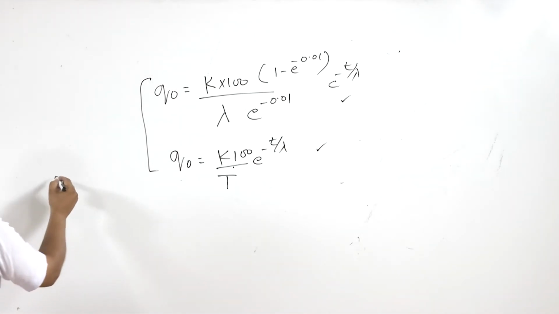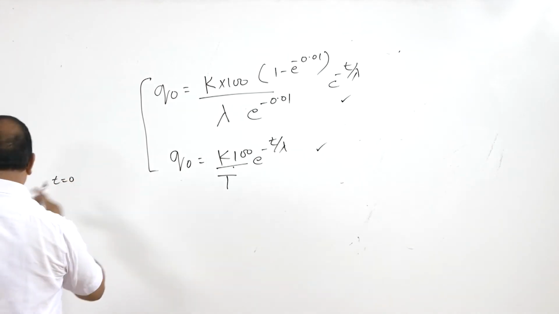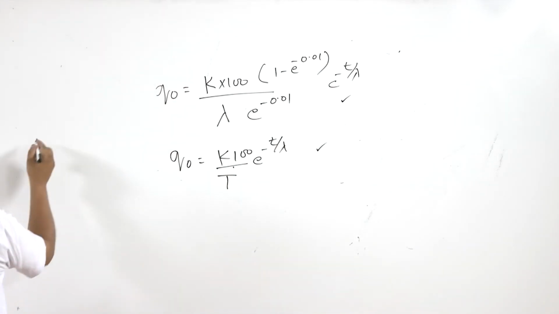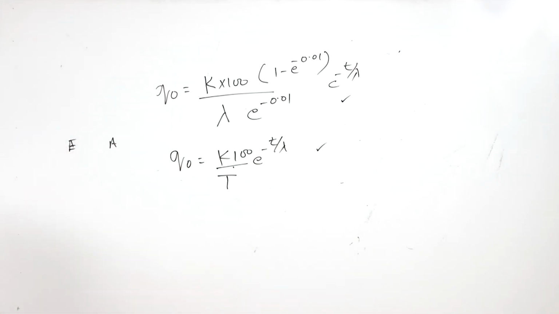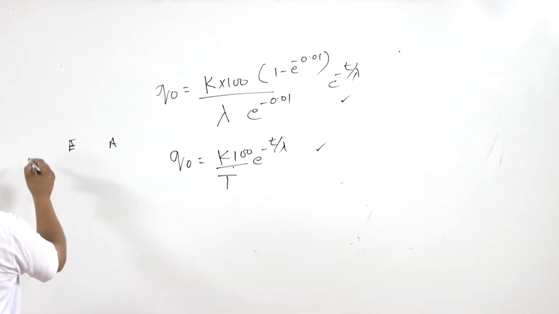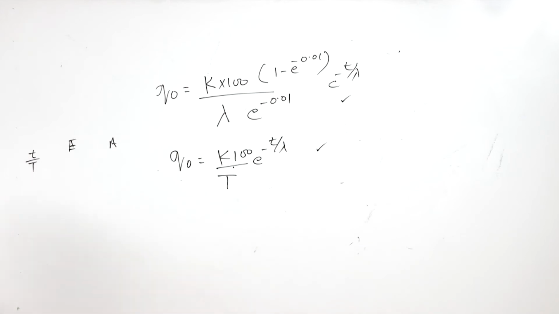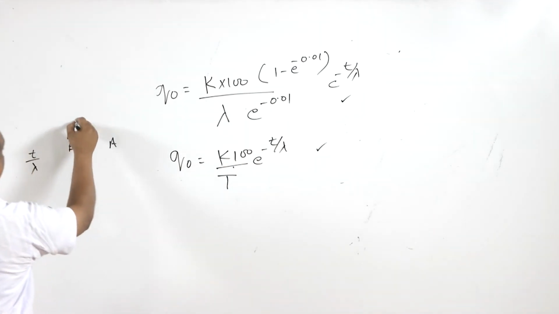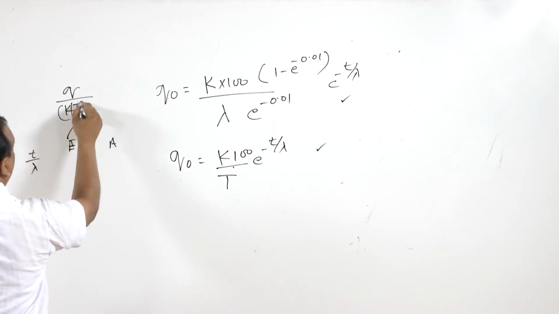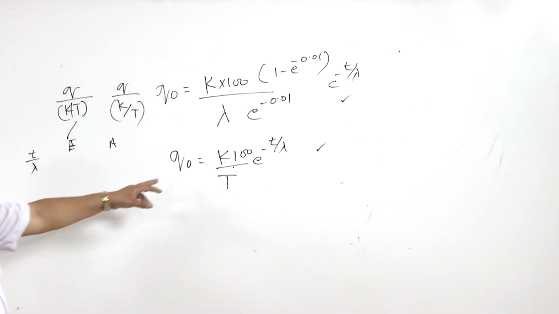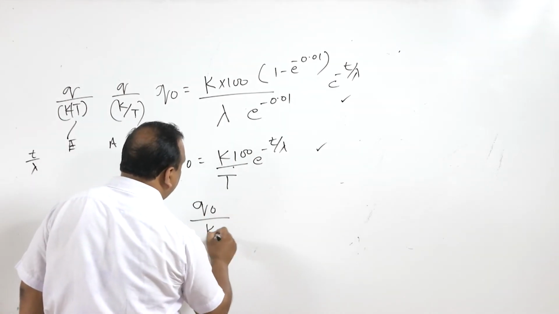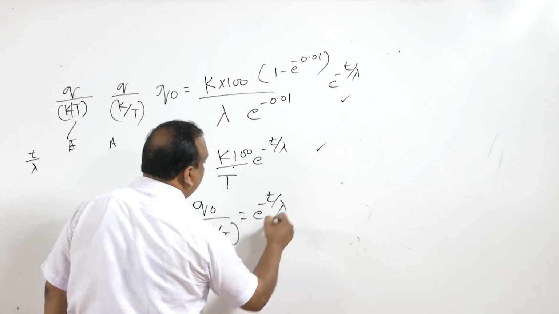Now when t is equal to 0, let us take this as approximate or exact, and let us take the value of t by lambda, and the value of Qo by K by T. So Qo divided by K by T will give e raised to power minus t by lambda.